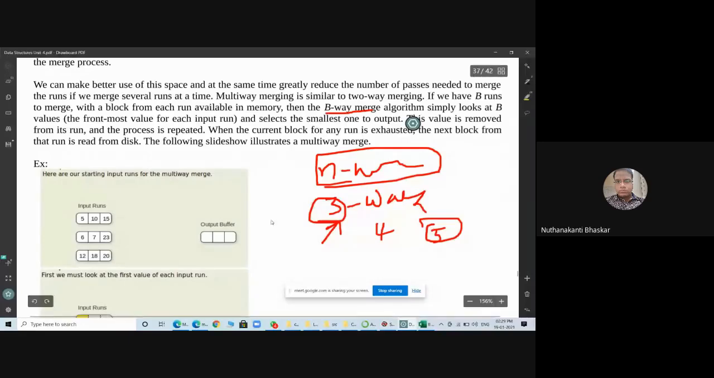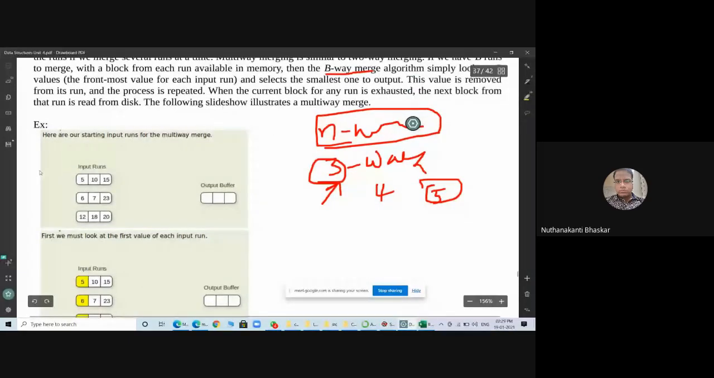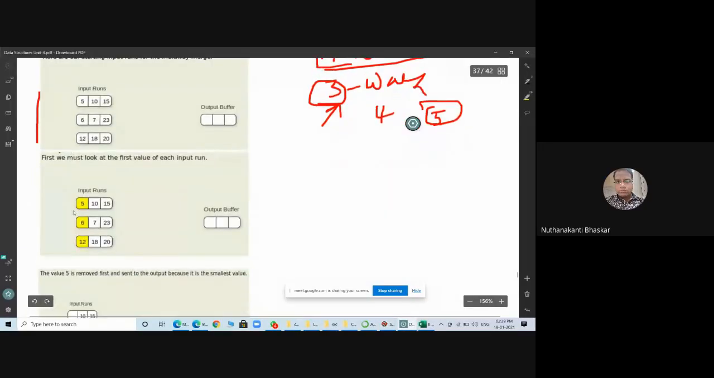In this multi-way external sorting mechanism, I have taken 3 chunks. Every time you need to check the first element. Only the first element you need to compare and select the smallest. What are the elements you need to take? First elements 5, 6, 12. All these 3. Which is the smallest here? You compare 5, 6, 12. Which is the smallest?